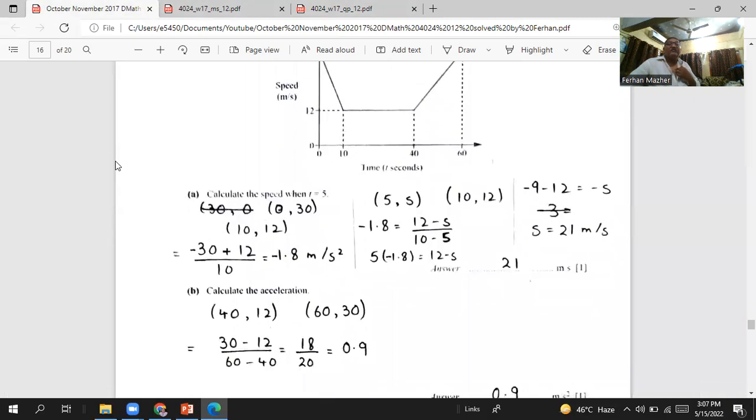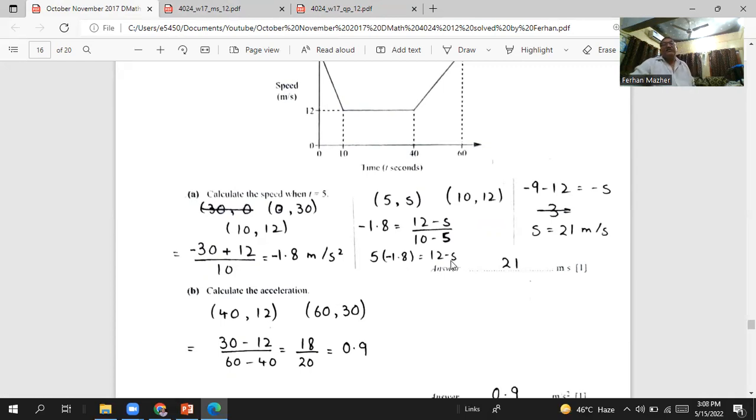So we take 0, 30 and 10, 12. I'll find the gradient, which is y2 minus y1 divided by x2 minus x1. So it will be 12 minus 30 divided by 10, which is minus 1.8. Then we will take the 2 points, 10, 12 and 5, s, where s means speed. So it will be 12 minus s divided by 10 minus 5 equals minus 1.8. So it will be 5. Cross multiply: 5 into minus 1.8 will be I think 9.